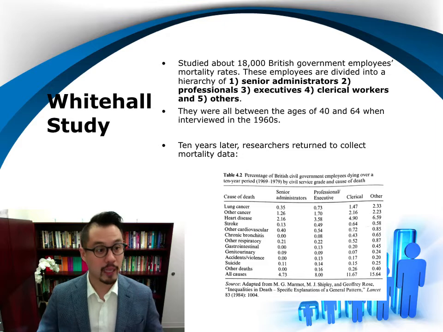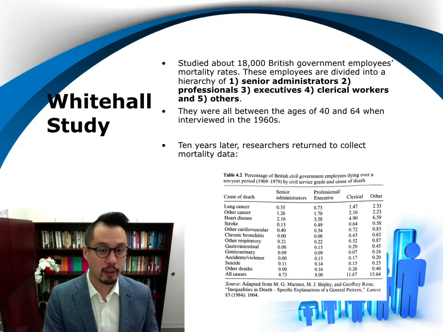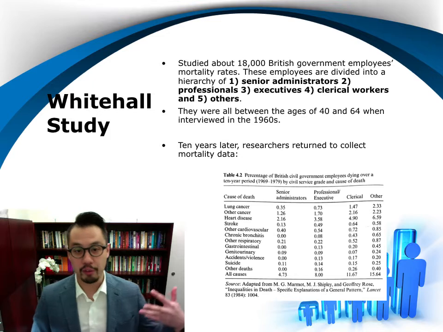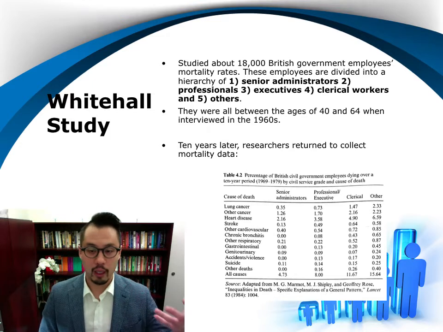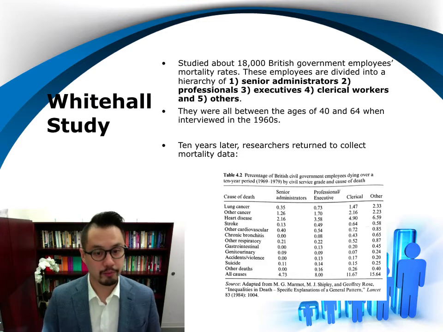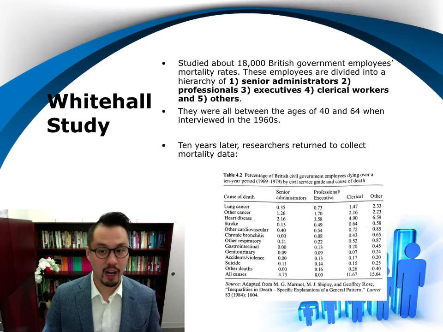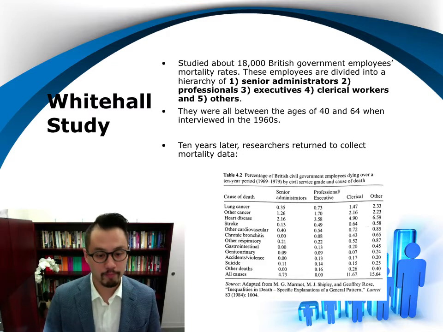So they studied about 18,000 British government employees and their mortality rates. And these employees were divided into a hierarchy of 5 classes, all the way from senior administrators to professionals, executive, clerical workers, and then others. They were all between the ages of 40 and 65 when they were interviewed in the 1960s. And so the researchers returned 10 years later in order to collect data on the mortality rate.